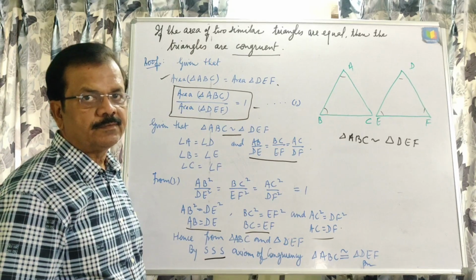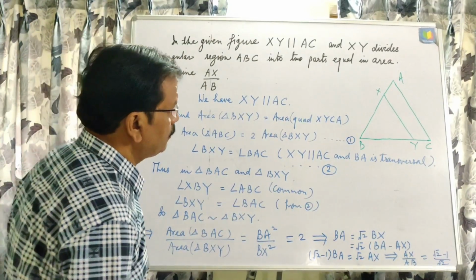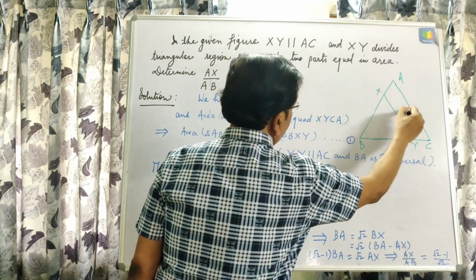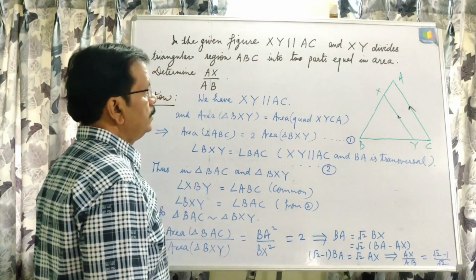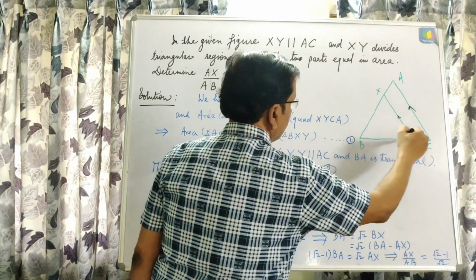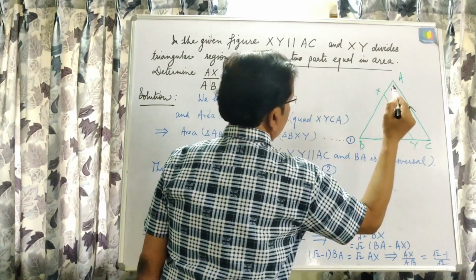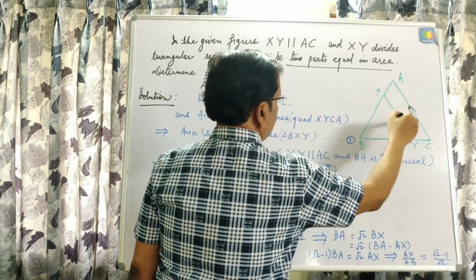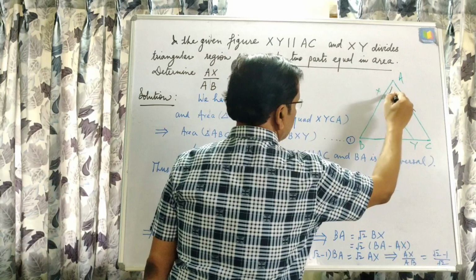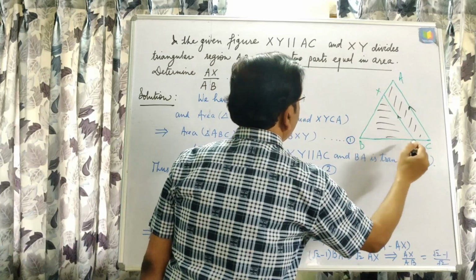Now next question. This question is a little bit different type of question. In this question, we are given this figure in such a way that XY is parallel to AC. These two lines are parallel and this XY divides this triangle ABC into two parts equal in area. Means this area BXY is equal to area of this quadrilateral AXYC. Both the parts are equal in area.